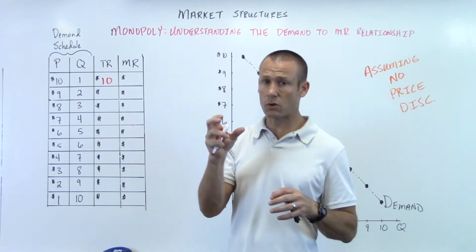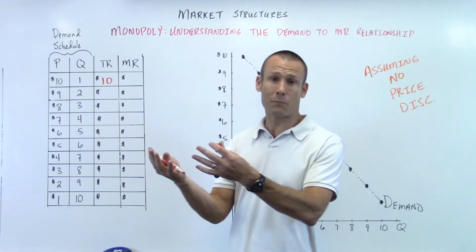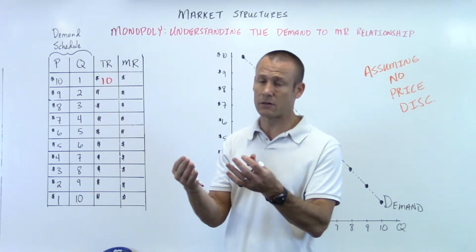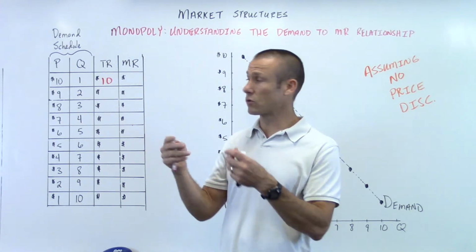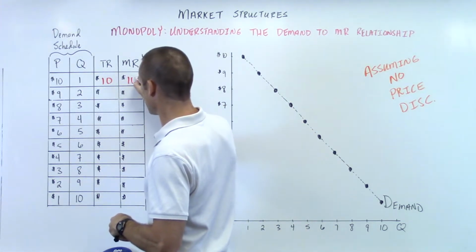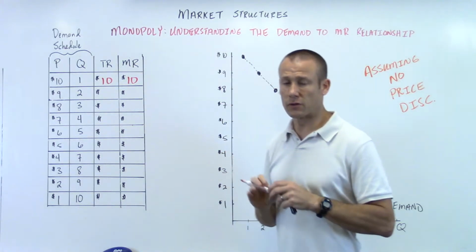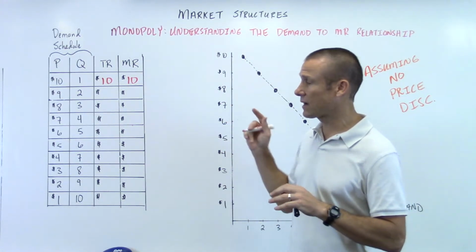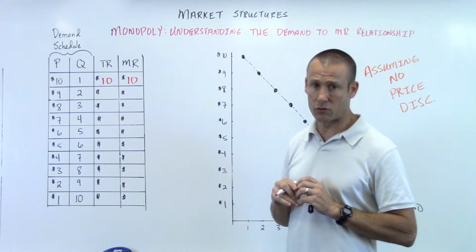So we're going from 0 to 1. Well, if our output was 0, our total revenue would have been 0. And now our output is 1, our total revenue is 10. That means marginal revenue was 10. Now, let's pause for a second, because we've actually now got a dot on our marginal revenue curve.